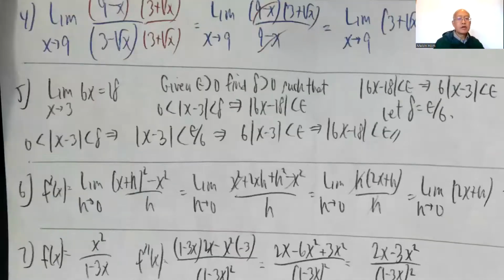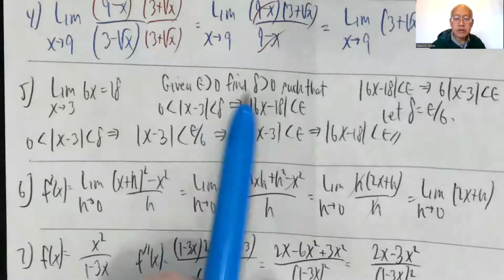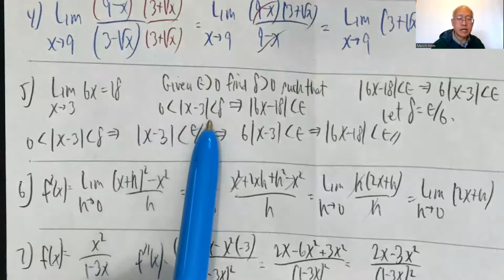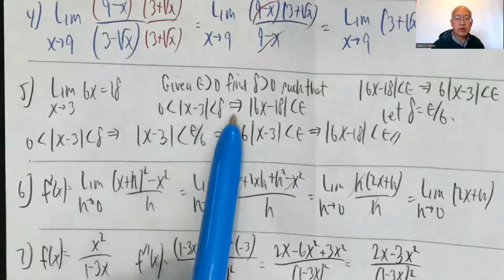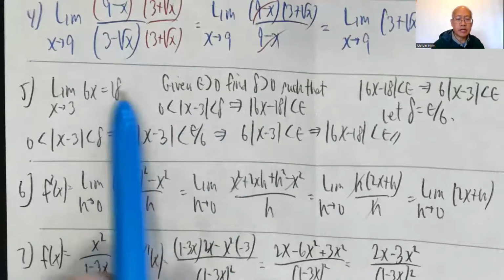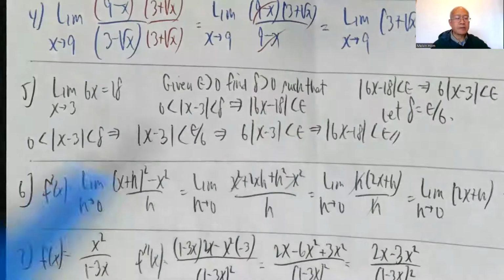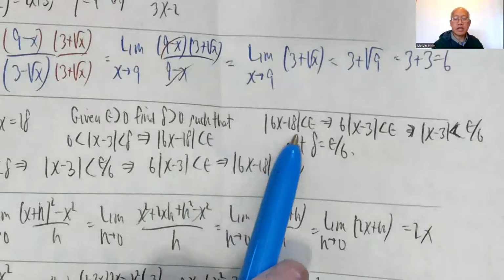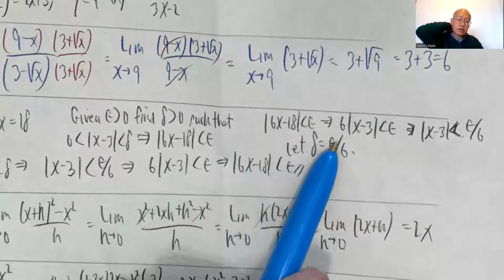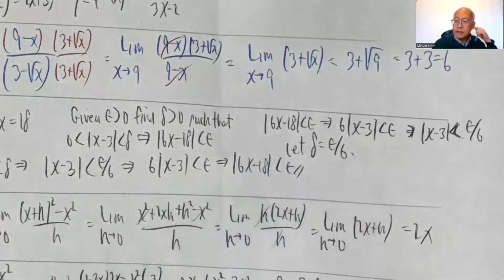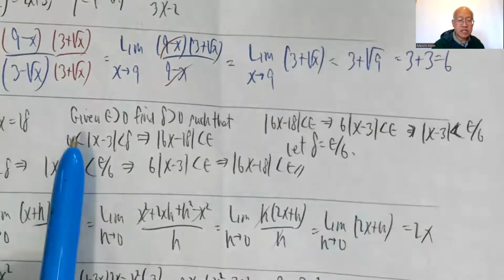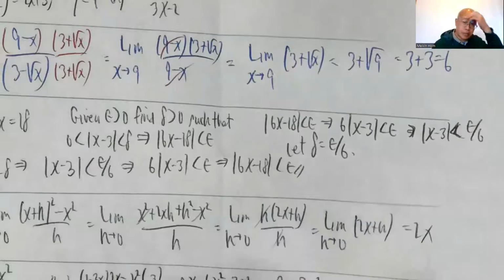Number 5: given epsilon greater than 0, find a delta greater than 0 such that 0 less than absolute value of x minus 3 less than delta implies the absolute value of the function minus the limit, 6x minus 18, is less than epsilon. So on scratch paper: absolute value of 6x minus 18 less than epsilon, factor a 6 out, divide by 6. So, the arrow means implies, absolute value of x minus 3, which matches the left-hand side, is less than epsilon over 6. So let delta equal epsilon over 6.